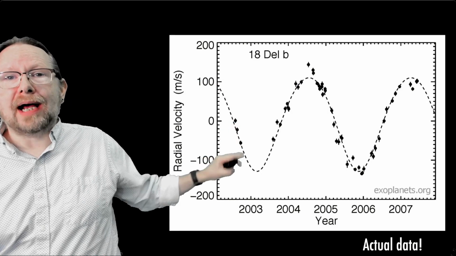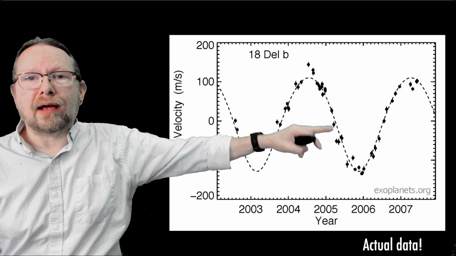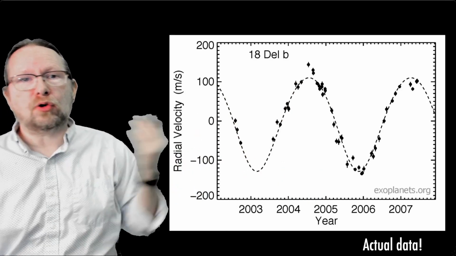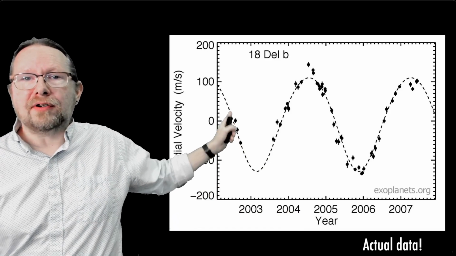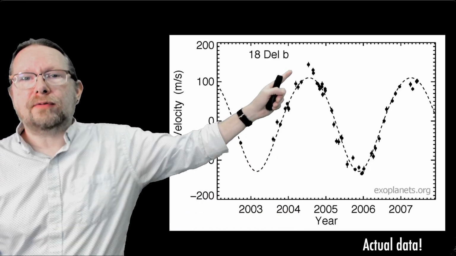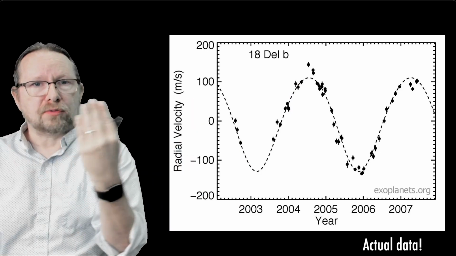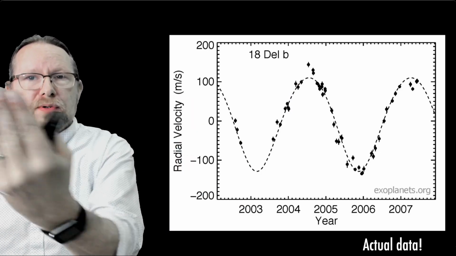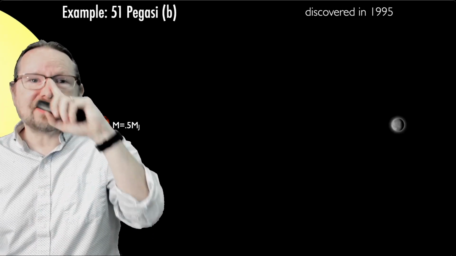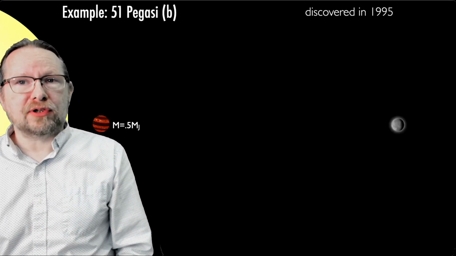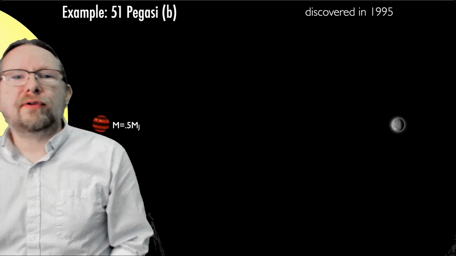Here's what actual data looks like. The points are the actual measurements of the velocity towards or away from us of the star, the dates on the horizontal axis, and the dotted line is a fit of a sine curve to that data, and you can see the star moving away from us, towards us, away from us, towards us over time. Here's an example of a planet that was discovered this way, in 1995, so a long time ago. The planet is called 51 Pegasi b.